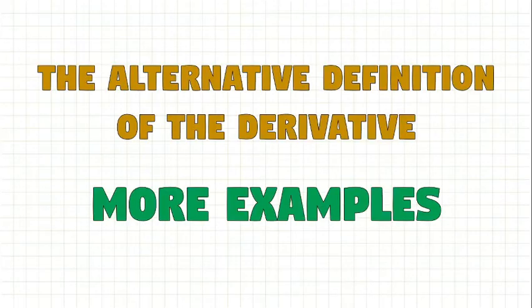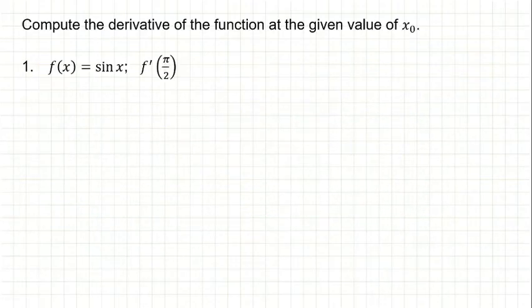Hello everyone. In this video, we are going to provide more examples in applying the alternative definition of the derivative. Okay? So let's try to answer the given problems. For number one, we have f of x equal to sine x. So we need to find f prime of pi over 2.